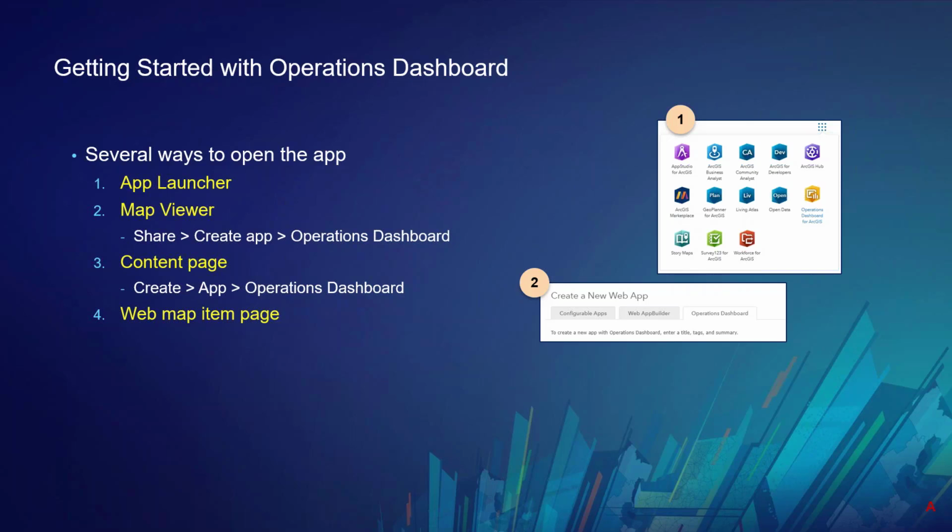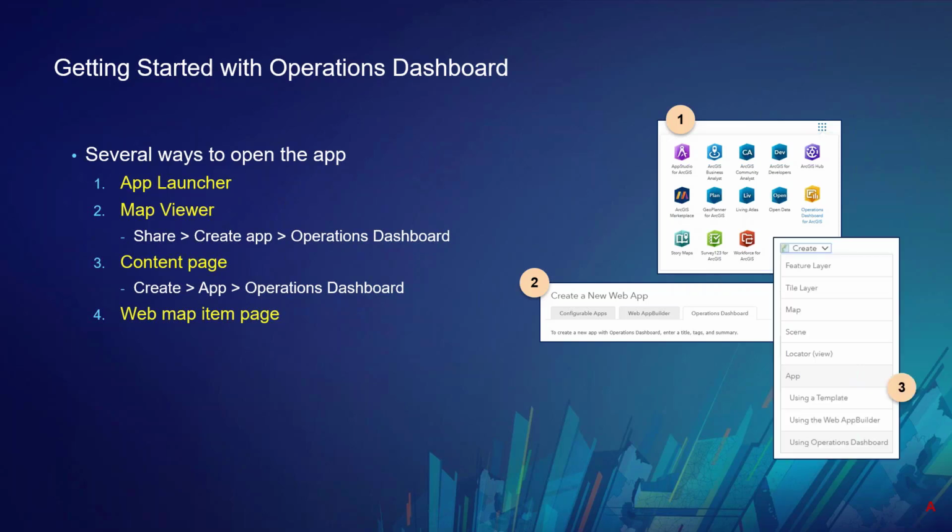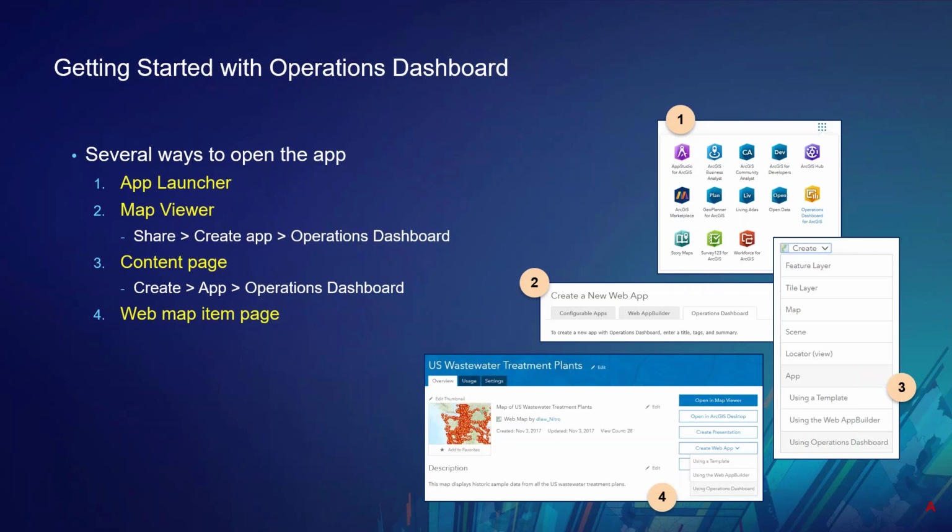And as you can see by the screen capture labeled number 2, it's available as one of 3 configurable options, right? You can use a configurable application template, you can use Web App Builder for ArcGIS, or you can now choose Operations Dashboard. The third option is directly from the item details page, your content page. You can simply click the create button and again, choose Operations Dashboard, or you can go to a web map's item details page and then choose create Operations Dashboard. The point I want to emphasize is that Operations Dashboard for ArcGIS is tightly integrated within an ArcGIS Online organization or also within Portal for ArcGIS.